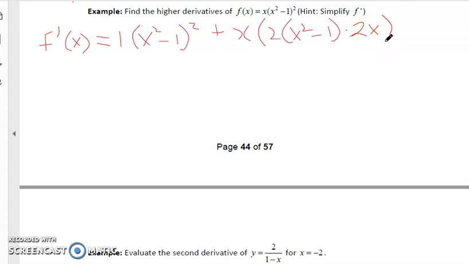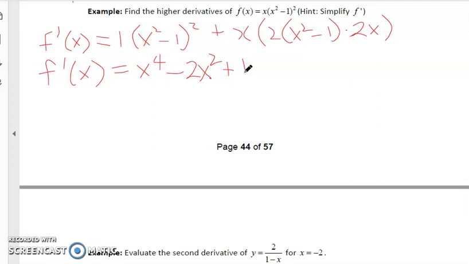Now they're telling us to simplify it. Okay, well, let's go ahead and simplify it. It would have been easier just to simplify it at the very beginning. I'm not sure why they're telling you to simplify the first derivative when you should have just simplified it at the beginning. Now remember, I'm not taking the second derivative yet. This is still the first derivative. I'm just simplifying it. Now, if you square x squared minus 1, you're going to get x to the 4 minus 2x squared, and then negative 1 times negative 1 is plus 1. That's what that's going to turn into.